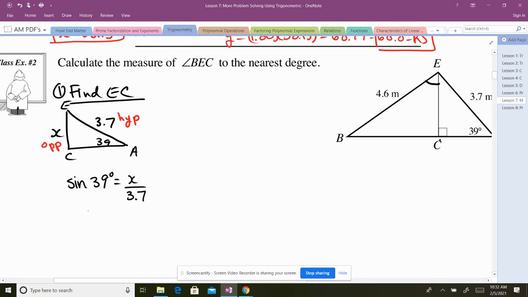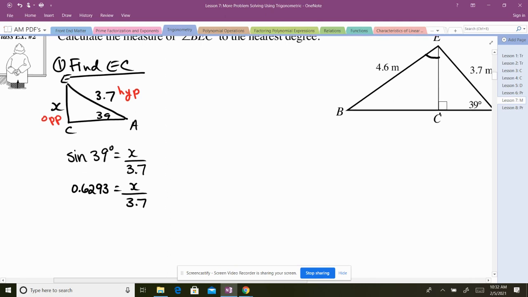Sine of 39 is 0.6293. So x is equal to 3.7 times 0.6293, which spits out 2.3284 if we want to do a lot of decimal places. Or we'll round it to 2.3. And that equals EC.